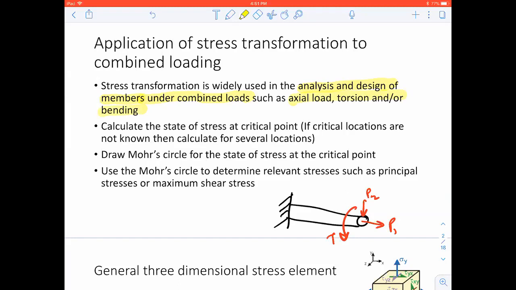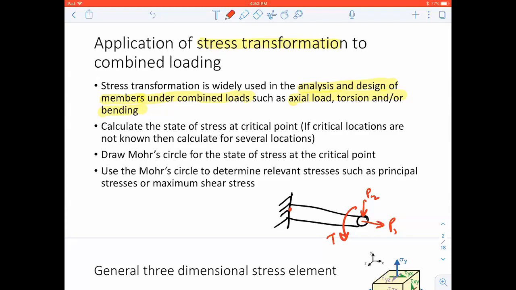In order to analyze such a structure, which is under three different types of loading condition, how do you analyze it? That's where stress transformation comes in handy. For structures under multiple loading conditions, you have to identify a critical point, say somewhere here maybe. To identify a critical point, usually what people do is if they see failure on a structure again and again at the same location, that will be considered a critical location.